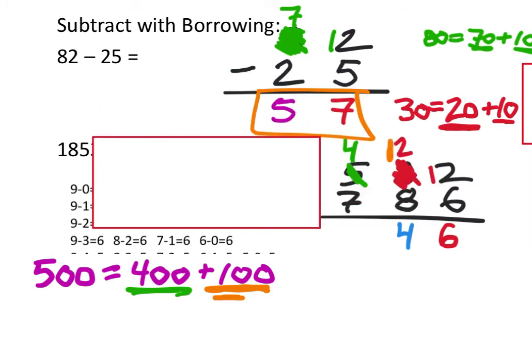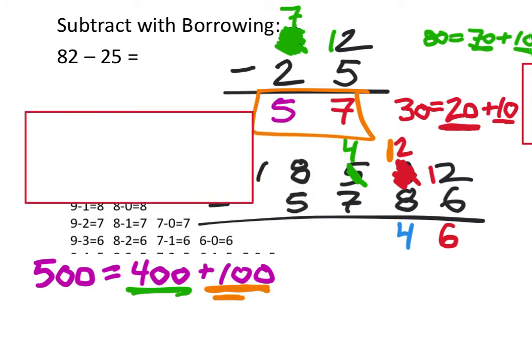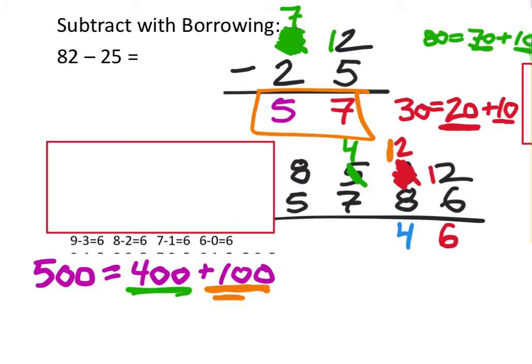Then I go to the place value I just borrowed from, the hundreds place value. And again, the 4 is too small. I can't take away 7 from 4 because the 4 is not big enough. So I need to look to my next place value, the thousands place value, and I need to borrow 1,000. So I'm going to borrow 1,000 from the 8, which makes that 1,400 now.